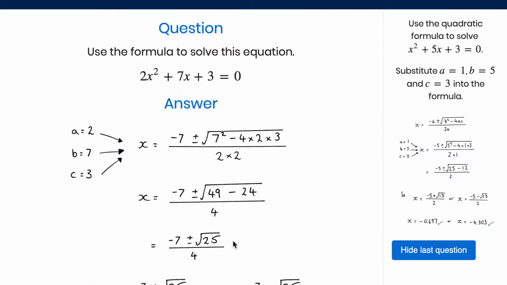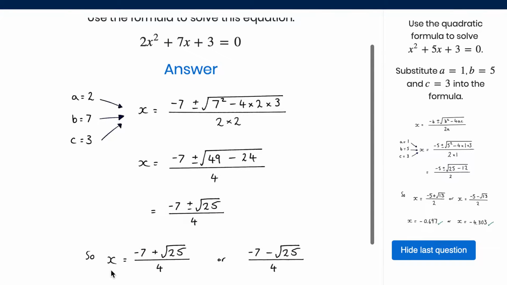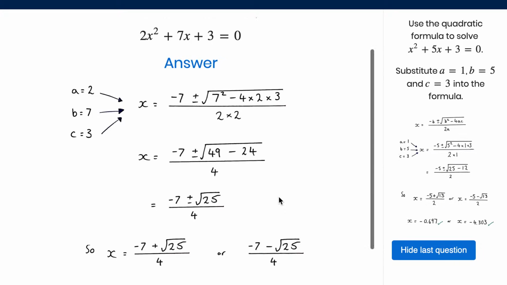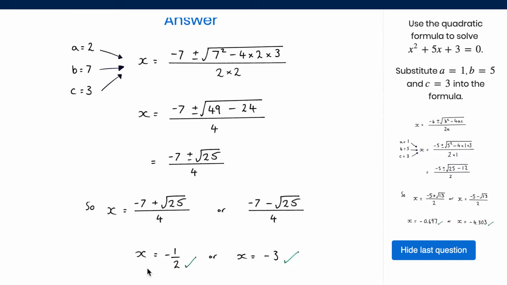So we have two solutions. The first one being x equals minus 7 plus the square root of 25 over 4. And the second one being minus 7 minus the square root of 25 over 4. And if we enter these each into the calculator, you'll get answers of x equals minus 1/2 or x equals minus 3.